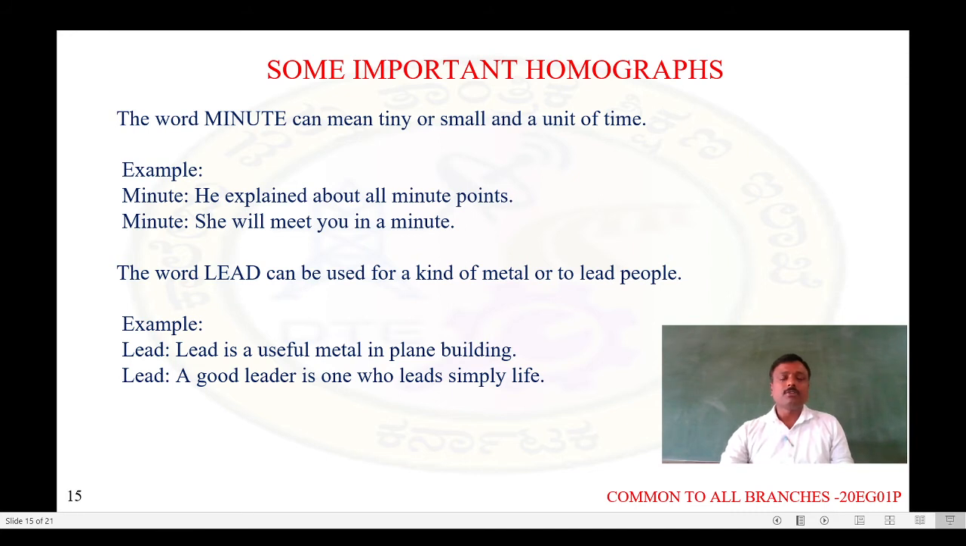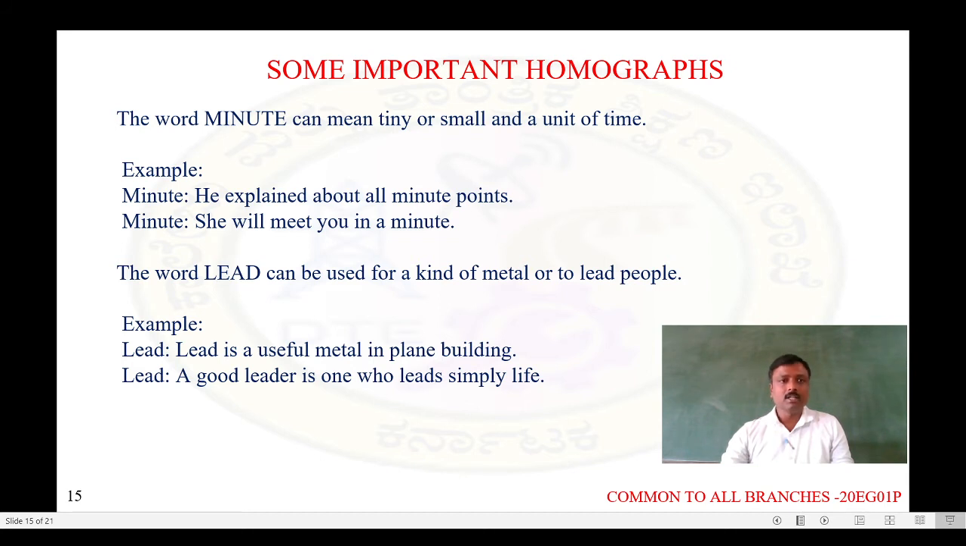So for example, if we take the word minute, we can pronounce the word minute in two ways. One is minute, another one is minute. Here minute means tiny or small. Minute means a unit of time. So the word minute has the same spelling, but it has different pronunciation and different meanings.